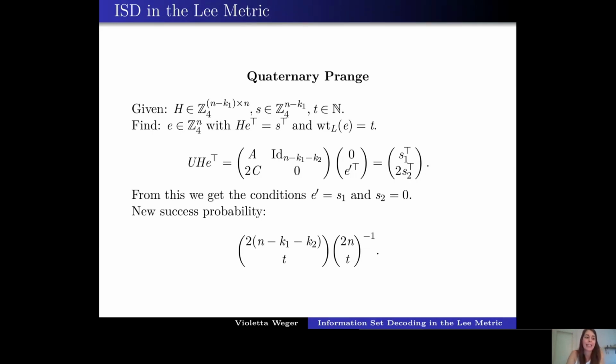The difficult part is that techniques that are fast over the Hamming metric don't have to be fast also over the Lee metric. Now I put here Prange just because it's fast to show, but it's not really using any speed up that I can show here. The only thing I can put is we get a new success probability. So outside of the information set, in n minus k1 minus k2, we want Lee weight t. And there are this many vectors that have that. And the 2 here comes straight from the Gray isometry.